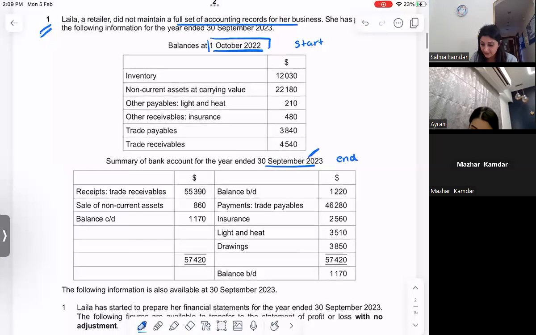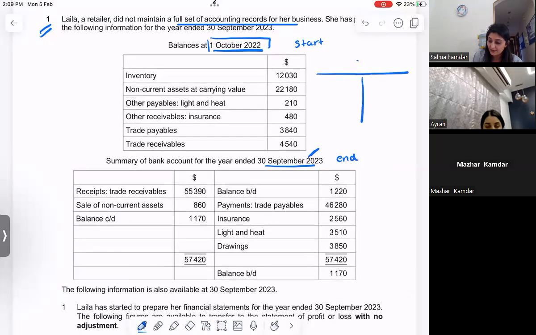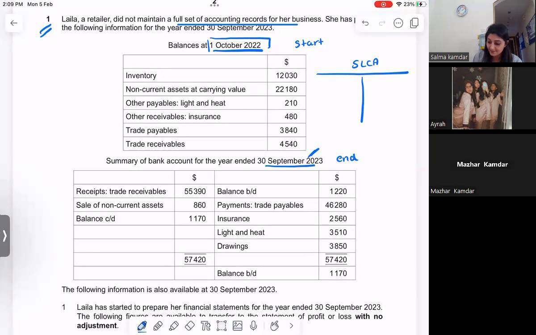No, they've not given it, but I think it will be calculated. So we can calculate by making what? The trade receivables ledger control account. SLCA always has which balance? Debit balance. So I will use this. Over here on the debit side, you will put 4,540. Your SLCA has a debit balance. Then 5,390 on the credit side.